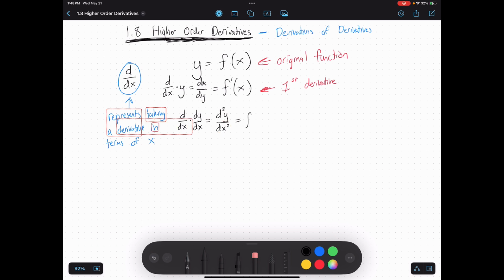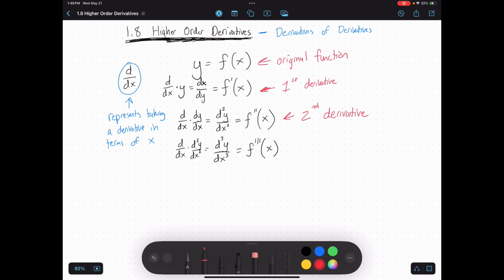In function notation, I would just notate that by two apostrophes, f double prime. And this represents my second order derivative, or just second derivative. Well, I don't have to stop there. I can keep going. I can then find the derivative of my second derivative, which gives me d cubed y over dx cubed, or f triple prime of x. And this represents my third derivative.